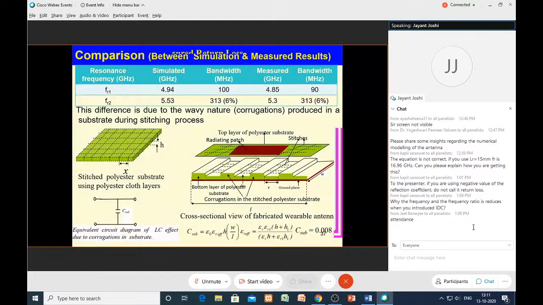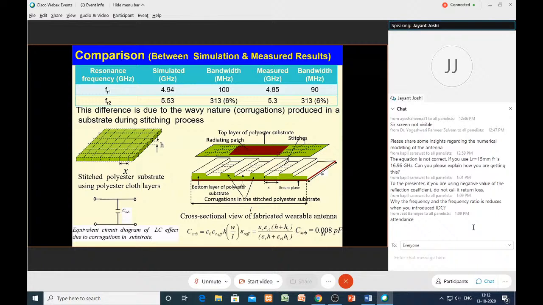Now you have observed the shifting in the resonant frequency. This shifting occurred because when I stitch the substrate, the threads and the stitches become corrugated. They develop some corrugations in the substrate. I have shown one diagram where the substrate is opened. On the top there is a radiating patch, and at the bottom there are corrugations. In this corrugation, some air part may be there. Actually, we expect that epsilon r should be of the substrate material only. But here, the epsilon r added is of the air substrate, and it forms one particular capacitor, called C substrate, C sub. Its equation is epsilon 0 epsilon r effective H into W by L. So I have calculated that capacitance.